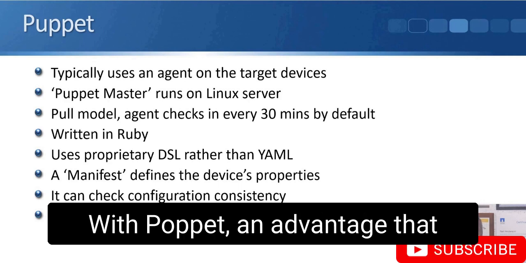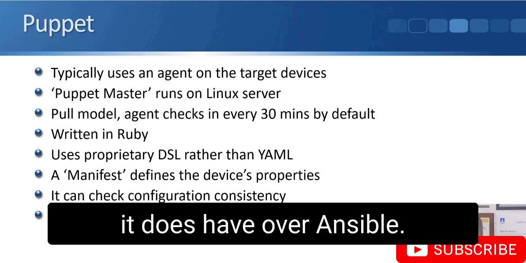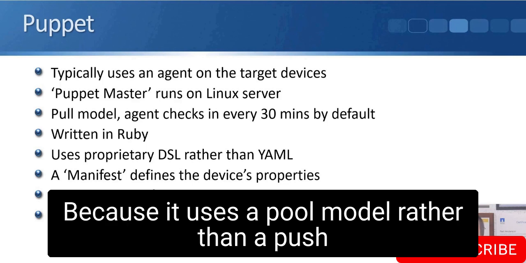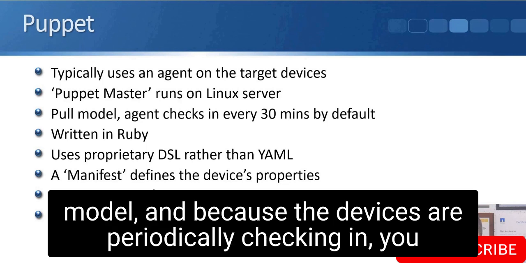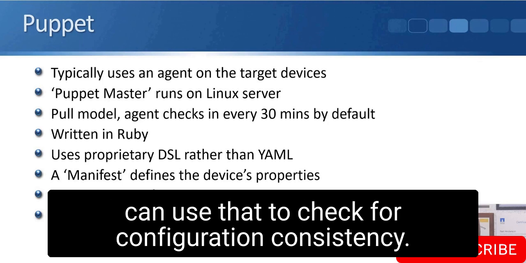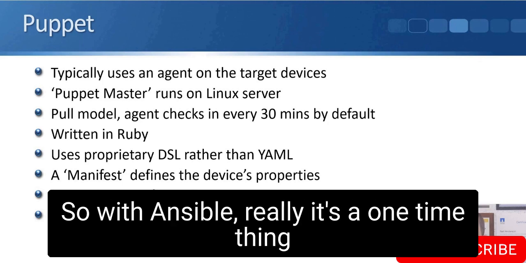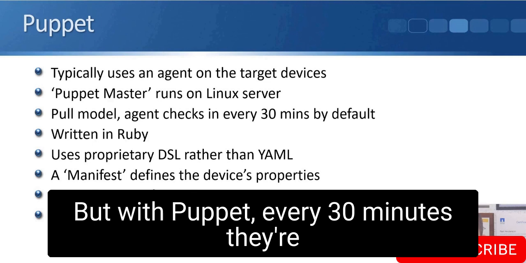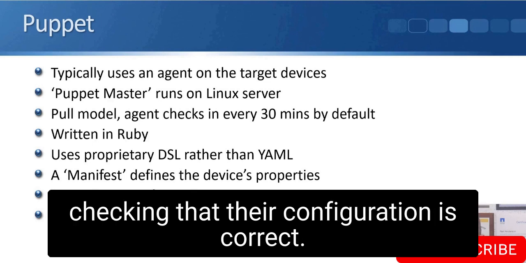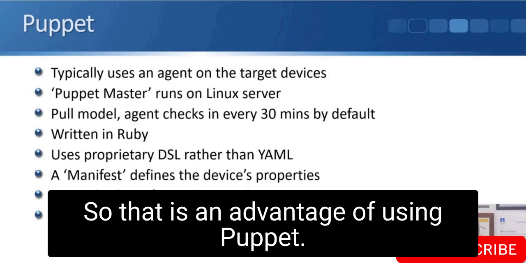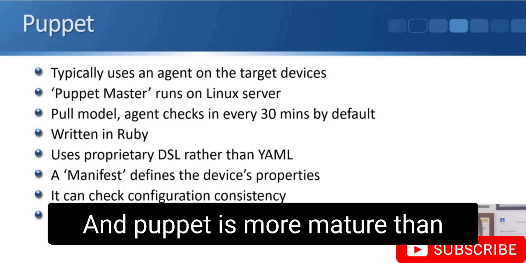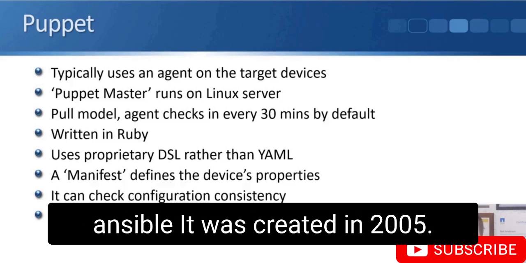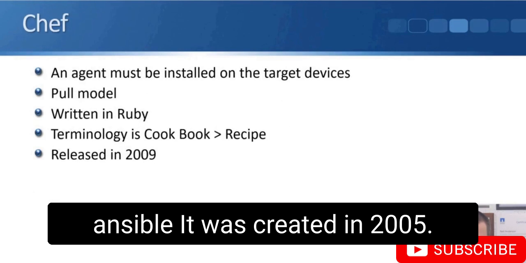With Puppet, an advantage that it does have over Ansible is that because it uses a pull model rather than a push model, and because the devices are periodically checking in, you can use that to check for configuration consistency. With Ansible, really it's a one-time thing when you push a configuration to the devices. But with Puppet, every 30 minutes, they're checking that their configuration is correct. So that is an advantage of using Puppet. And Puppet is more mature than Ansible. It was created in 2005.